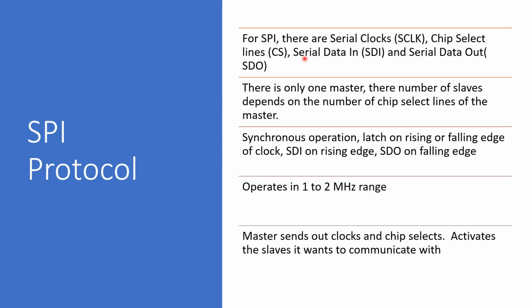So for SPI there are serial clock, chip select, serial data in, and serial data out. There is one and only one master. There can be a number of slaves depending on the number of chip select lines on the master. It's a synchronous operation. The data is latched on the rising or falling edge of the clock, and SDI on the rising or falling edge of the clock. This depends on the mode, which we'll come to in more detail in the next slides. The operating range for this is from 1 to 2 megahertz. The master sends out clock and chip selects and activates the slave it wants to communicate with.